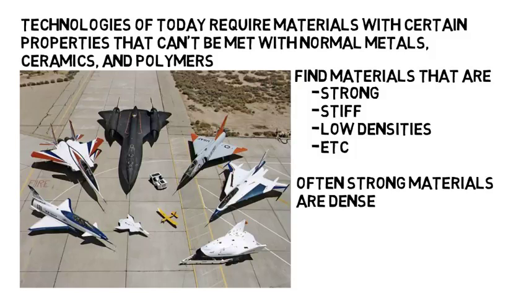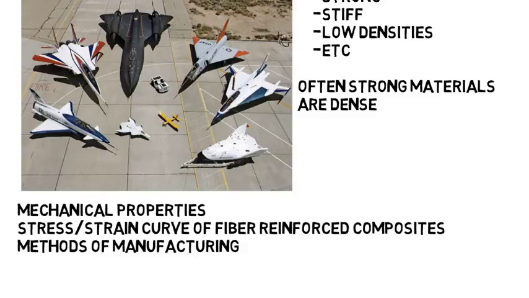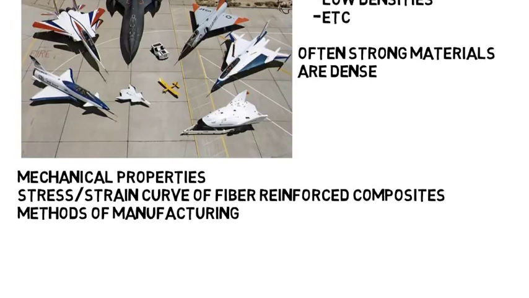So engineers are trying to design and find materials that can provide the properties we want to achieve, which is where composites can come in. So you're going to learn about these mechanical properties, look at stress-strain curves of fiber-reinforced composites as a random example, methods of manufacturing composites, and so on.